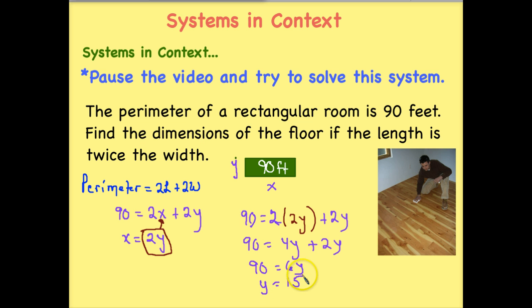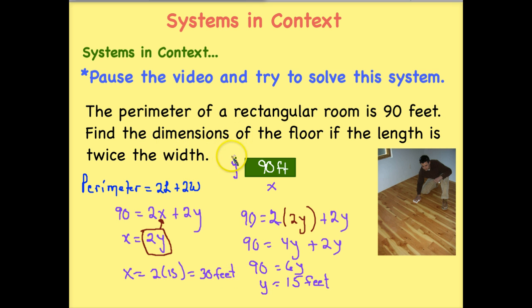and we get 15. In fact, this is a contextual problem, so we need to identify what 15 means. 15 means feet, so our width is 15 feet. What is our length? Well, remember, our length is 2 times our width. So it's as simple as just plugging the 15 back in for y here. And we know that our length is 30 feet.